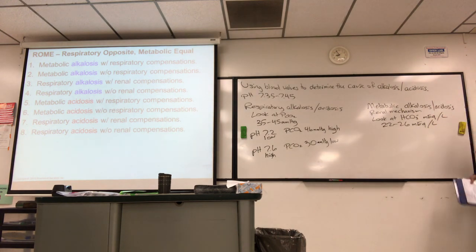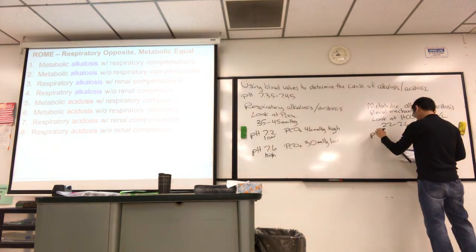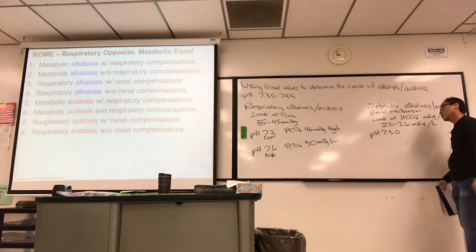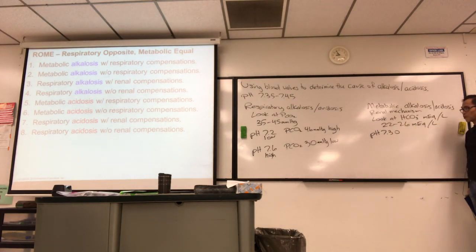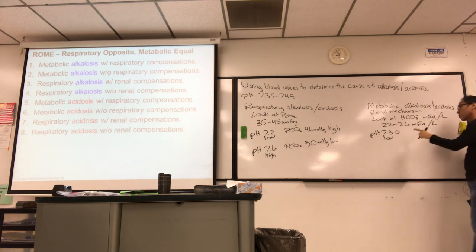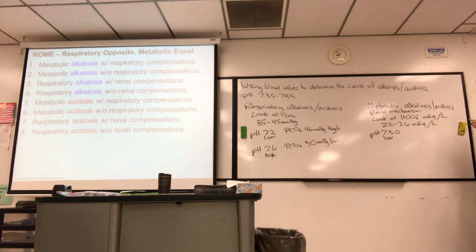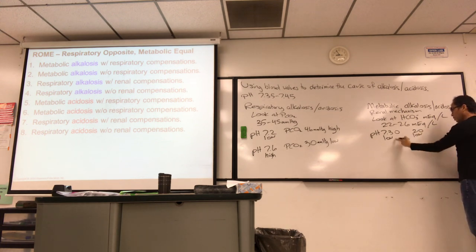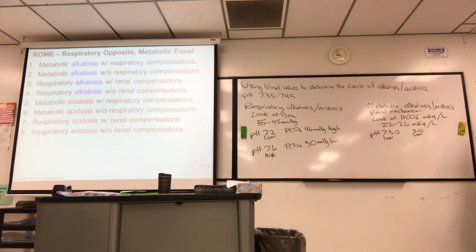So if it's a metabolic cause, if it's the renal mechanism, say for example, I give you a pH, that's the blood value, low or high? That's low, so we call that acidosis. However, if it's a metabolic cause, you expect the base value to be low in the blood, say for example, 20, low. So it's like low, low, right? You've got low base, more acidic, pH low, kind of matches.